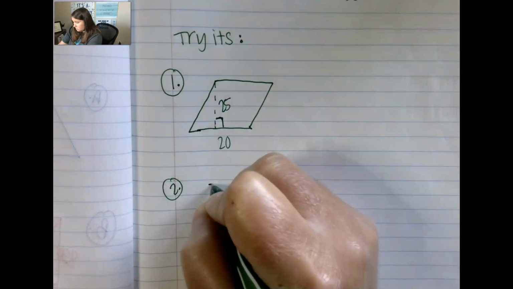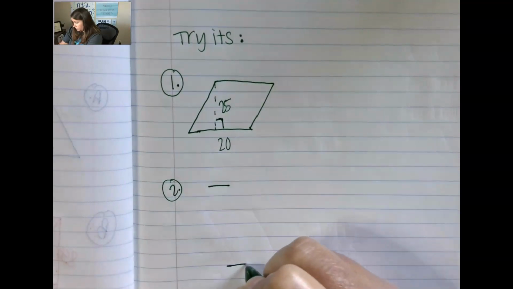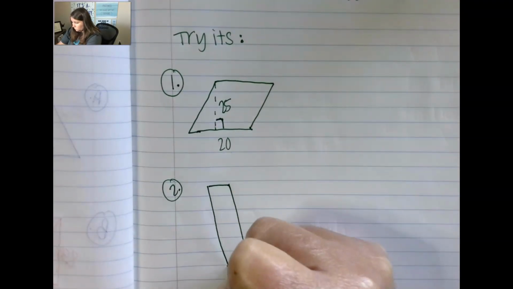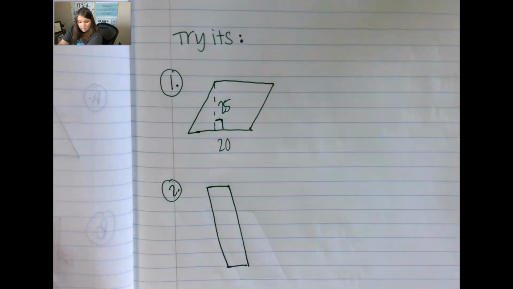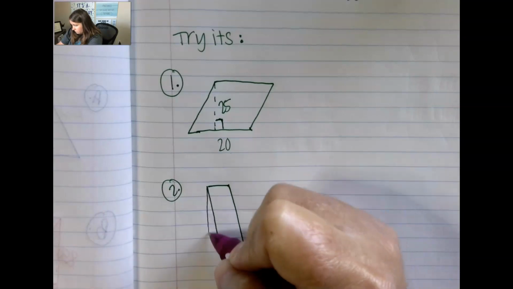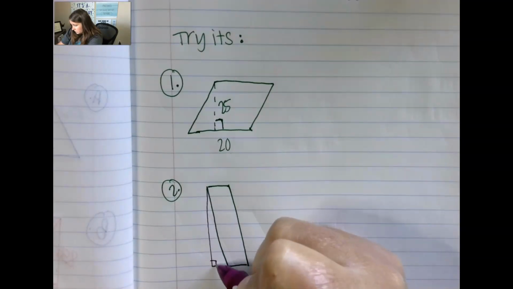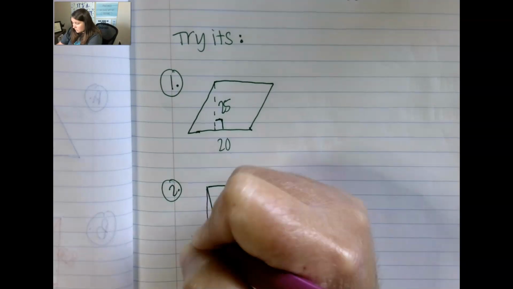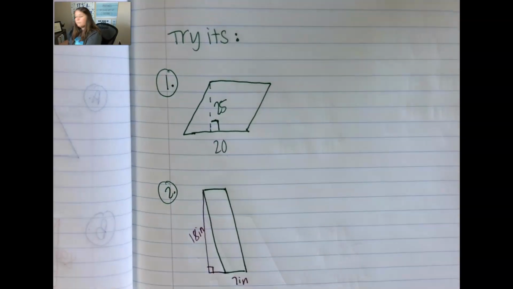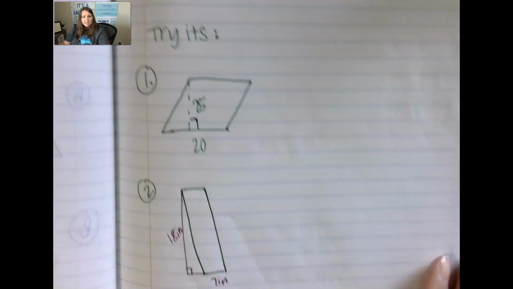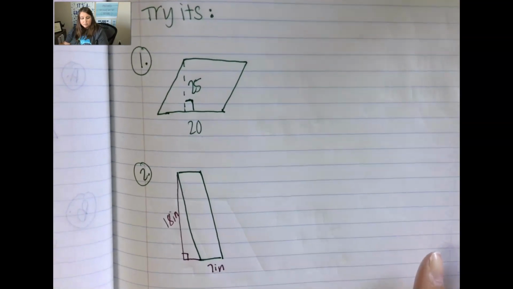Try-it number 2. It's like this. And then they have the height over here, because it's just slanted. So the base of the shape is 7 inches by 18. Okay, go ahead and hit pause right now so you can find the area of the parallelogram. And then when you are ready, come on back and hit play so you can check your level of understanding.